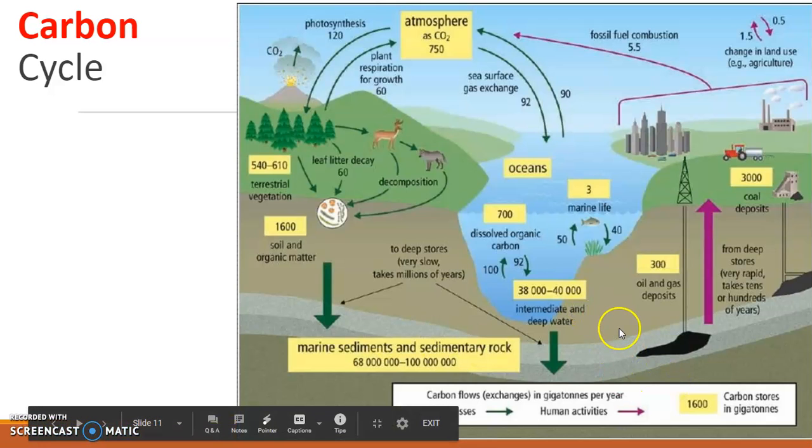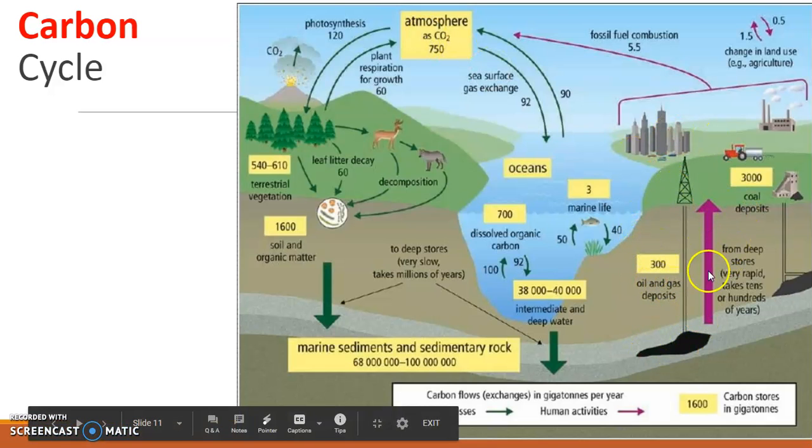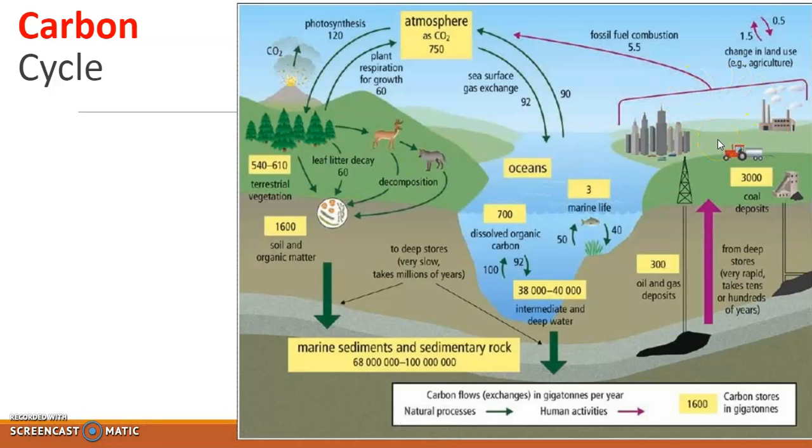Okay, then that basically can either be erupted by volcanoes and stuff like that and put out in the air as carbon dioxide, or it can be mined by human activity and turned into fossil fuels, which are then burned when we use our cars or factories or whatever, and we produce carbon dioxide and put it out into the atmosphere. The ocean also has its own cycle.